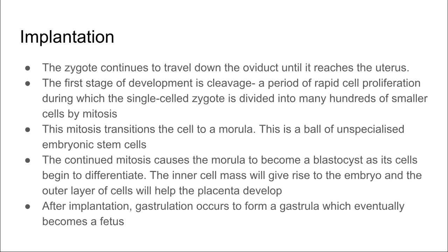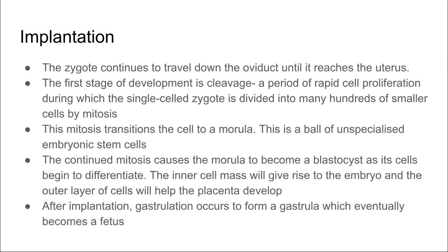Implantation is the process in which the zygote travels down the oviduct until it reaches the uterus, and has to undergo a number of developmental stages to allow it to then move on to the next phase of becoming a fetus. The first stage is cleavage, where we see rapid cell proliferation, and a single-celled zygote divides into many hundreds of smaller cells via mitosis.